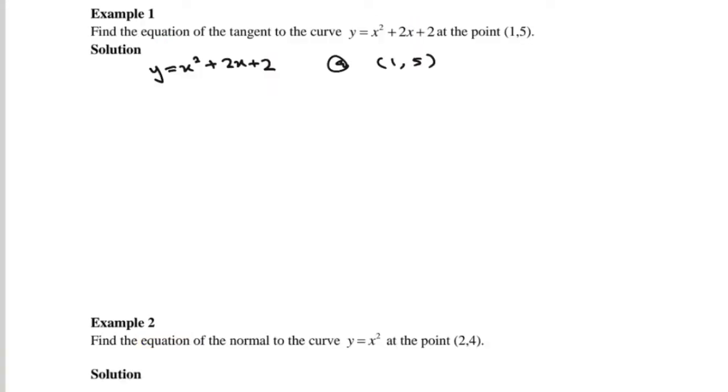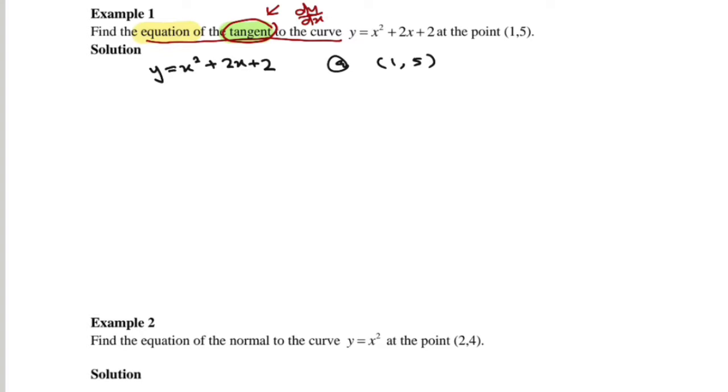Let's look at example 1, finding the equation of the tangent to the curve at point (1, 5). So the keyword here is the word tangent. We want to find the equation of the tangent to the curve. Whenever you come across the word tangent, what you have to remember is the formula to find the gradient, which is dy/dx.